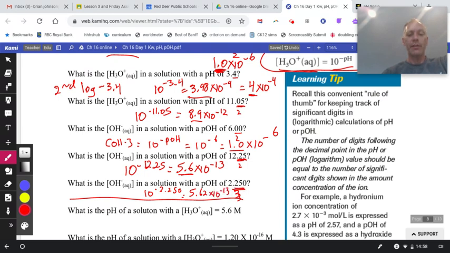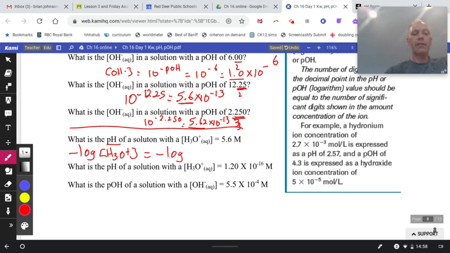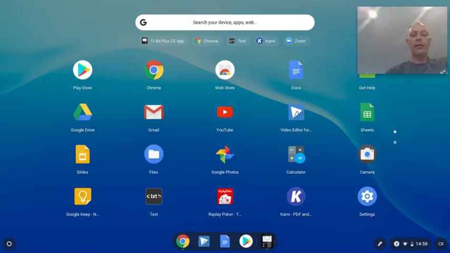3 decimal places, 3 sig digs, 5.62. Okay, so that's the one set of formulas. And the second one, if you're trying to solve for pH, you go negative log of the concentration of hydronium. So in this example, negative log 5.6. And so it's that same button on your calculator.